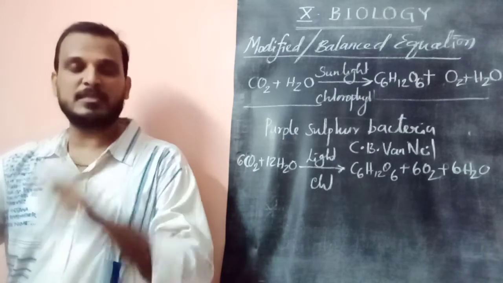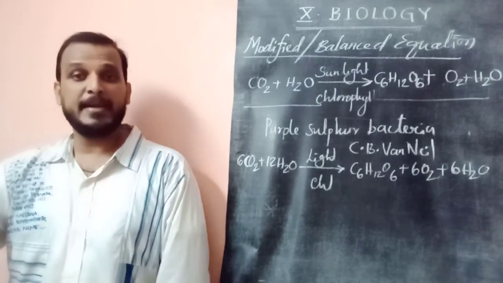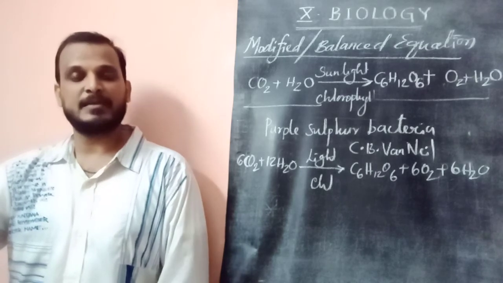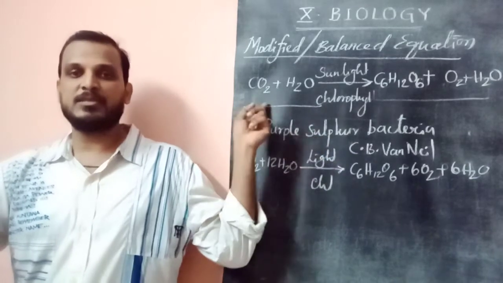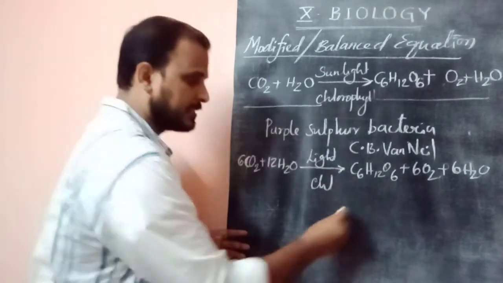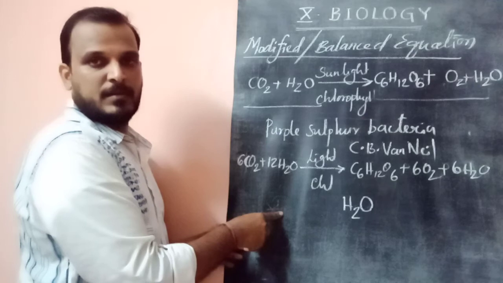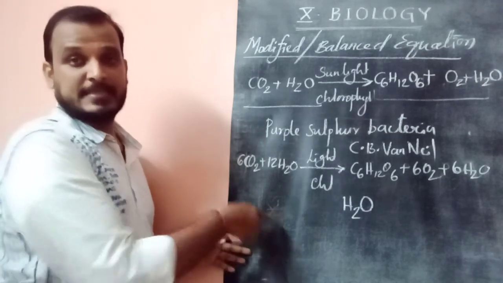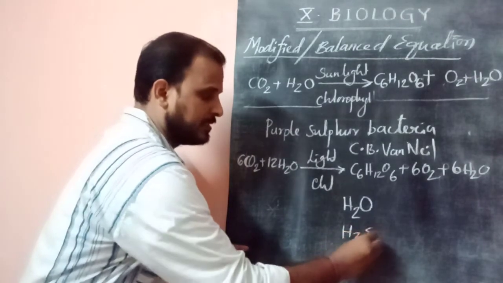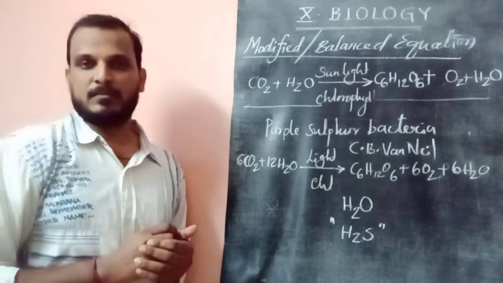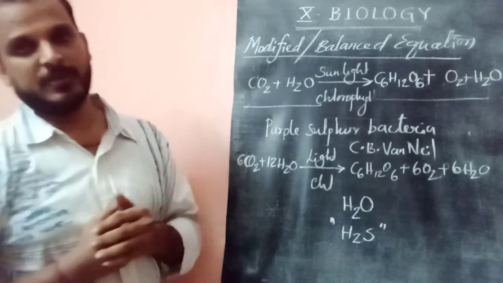It is a kind of photosynthetic bacteria which can prepare its own food by depending on sunlight like plants, but it takes hydrogen sulfide, sulfur compounds instead of water. Generally, plants are taking water, is it or not? Plants are taking water, but this sulfur bacteria doesn't depend on water, it depends on sulfur compounds like H2S. You can see in that equation. Understand, dear children?